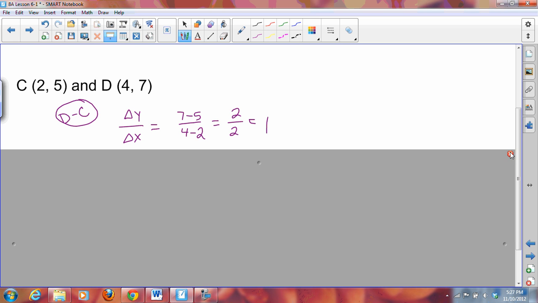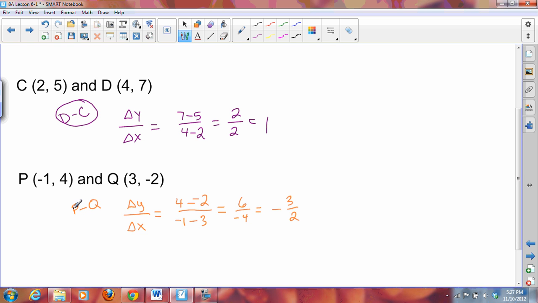Okay? And on my second problem, I decided to do P minus Q. So I started here. 4 minus a negative 2 and negative 1 minus 3. 4 minus a negative 2 is just like 4 plus 2, which is 6. Negative 1 minus 3 is the same as negative 1 plus a negative 3, which is negative 4. Okay, I simplified that to negative 3 over 2.